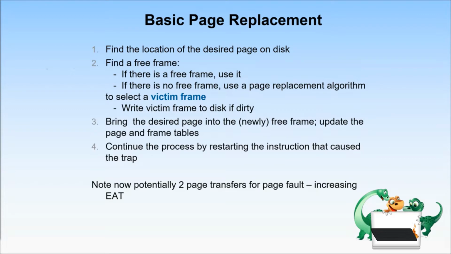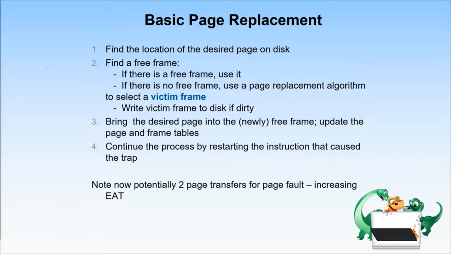So the previously discussed page fault processing assumed that there would be free frames available on the free frame list. Now the page fault handling must be modified to free up a frame if necessary as follows. Alright, so this is the basic page replacement. Okay, so this is an algorithm.